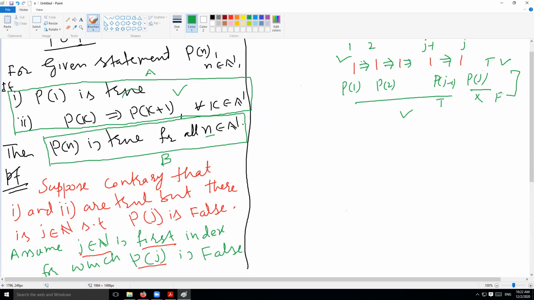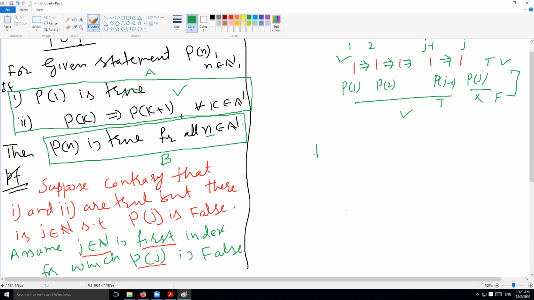That's a contradiction. P of J. Sir, repeat please, I did not understand. Okay, let me show you this now. Let's not take it as j and so on and so forth.